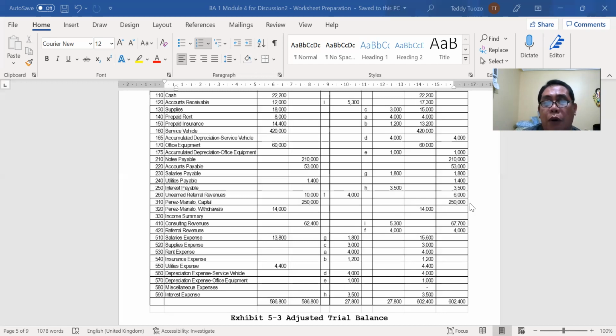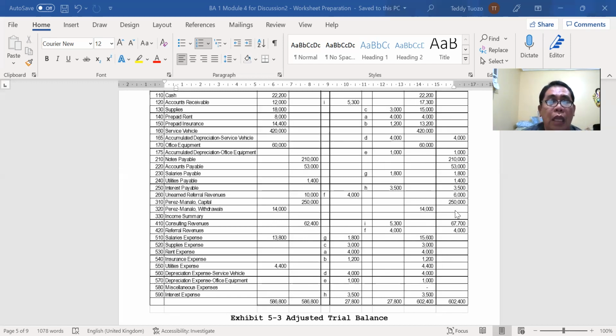Then, no adjustment also for Perez Manalo. Take note that withdrawals are always on the debit side. Sometimes, because this portion is actually for credit and then all of a sudden there are Perez Manalo withdrawals, you might think it also has a credit balance and place it under the credit column. So take note that withdrawals always have a normal balance of debit, together with the expense accounts. And the income summary account is blank, because as I've said, we will be computing that later on.